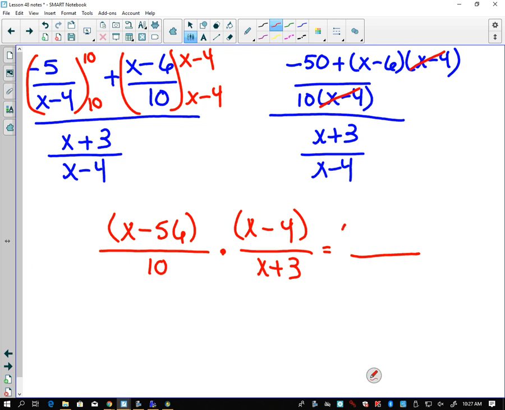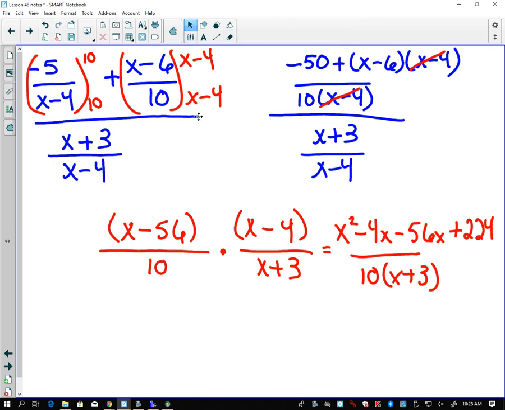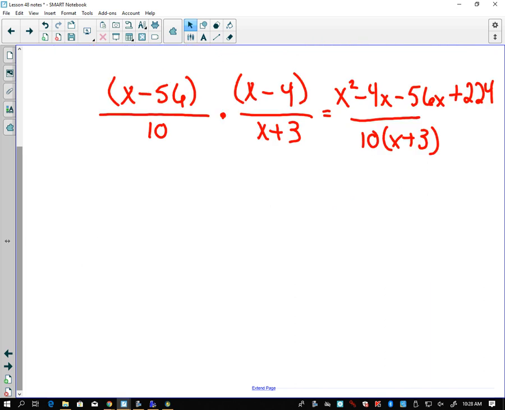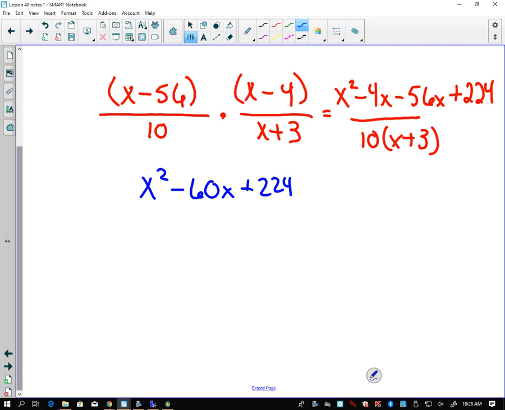So I have x squared. I've got negative 4x minus 56x, and then 224, all over really 10 times x plus 3, right? And I'm going to come down because we're going to see if we can simplify this. So x squared, that's going to be minus 60x plus 224 all over 10 times x plus 3.